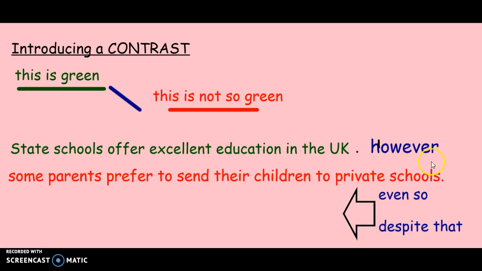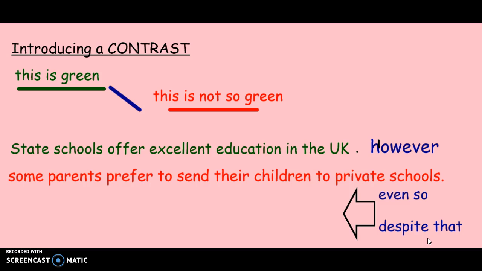They can be linked together with a linker like however. However introduces a contrast. There are also other linkers that can be used to introduce a contrast, for example, even so, and despite that. I can read the same sentence using these linkers and the meaning doesn't change. The meaning is the same.